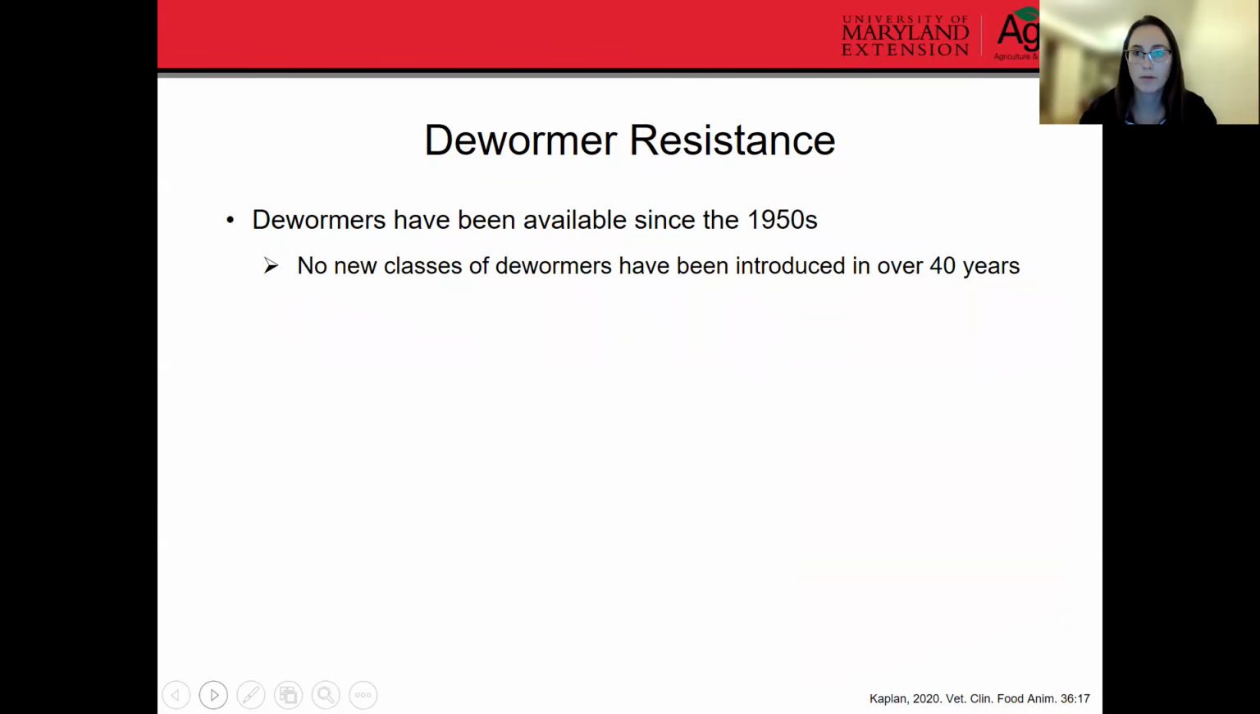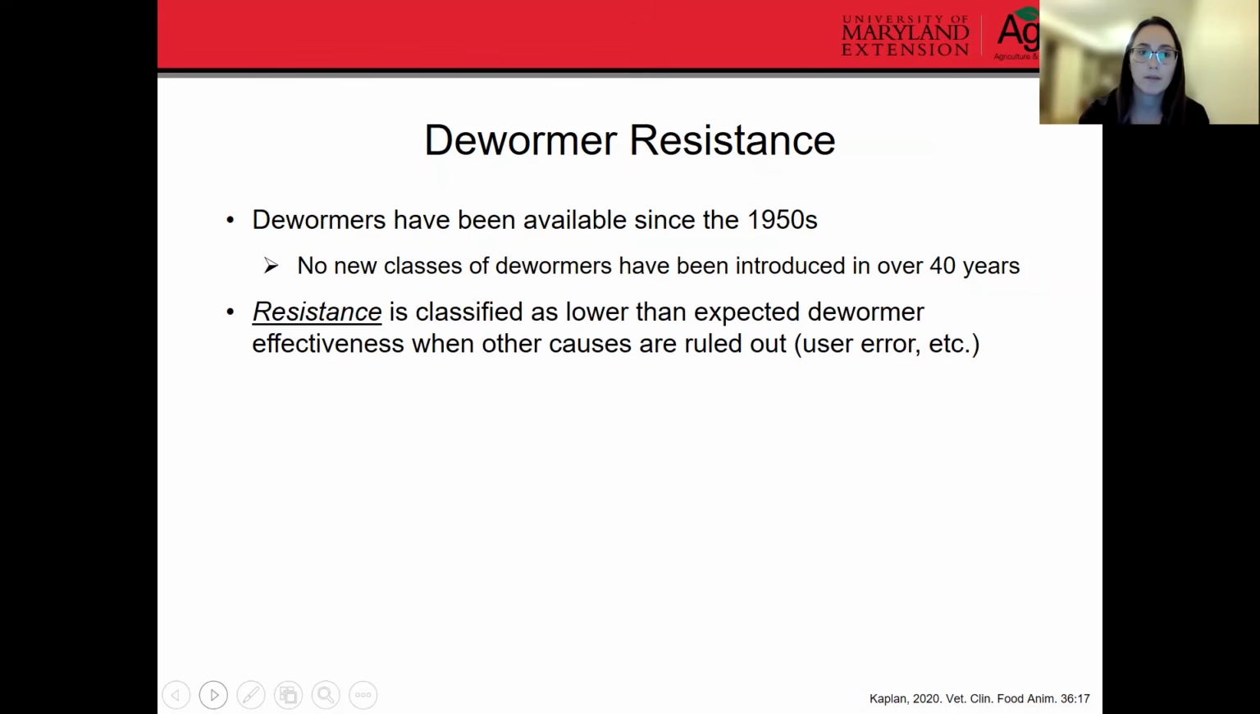So no talk about deworming would be appropriate without talking about this issue of dewormer resistance, which you may or may not have heard about. Dewormers have been around for many years, since the 1950s, and no new classes of dewormers have been introduced in over 40 years. And because of that, resistance is starting to become a problem.